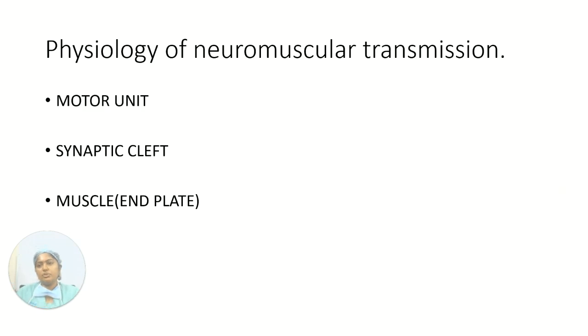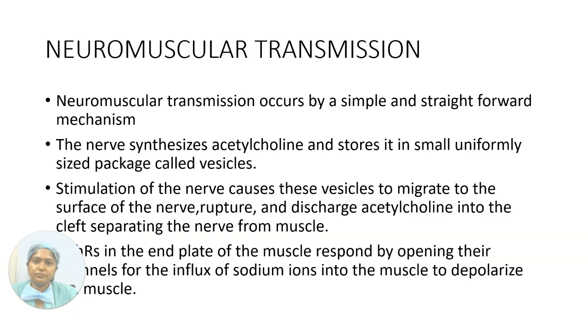Then coming to the physiology of the neuromuscular transmission, the motor unit, synaptic cleft, and the muscle end plate take part in it. Neuromuscular transmission occurs by a simple and straightforward mechanism. The nerve synthesizes acetylcholine and stores it in small uniformly sized packages called vesicles. Stimulation of the nerve causes the vesicles to migrate to the surface of the nerve, then rupture and discharge the acetylcholine into the cleft, separating the nerve from the muscle.